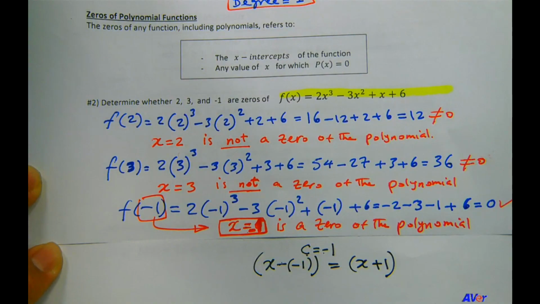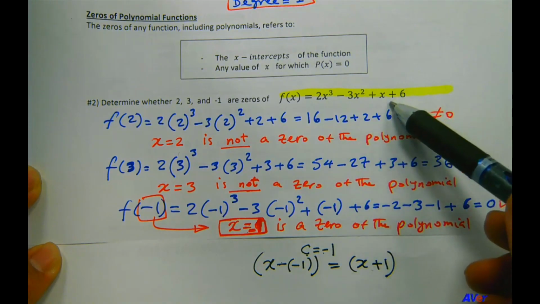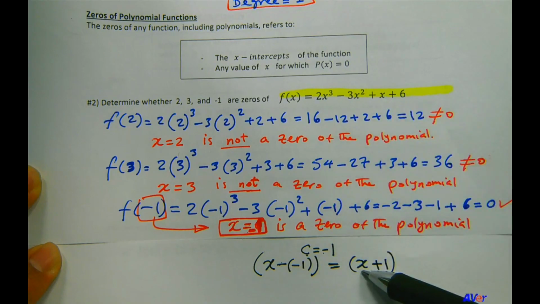This is very important because it also means that if this is a factor of that polynomial, then if you divide this polynomial by this factor, you're going to get some expression with no remainder. So the remainder is going to be 0. You divide this by this factor, and you're going to get another factor of this polynomial.